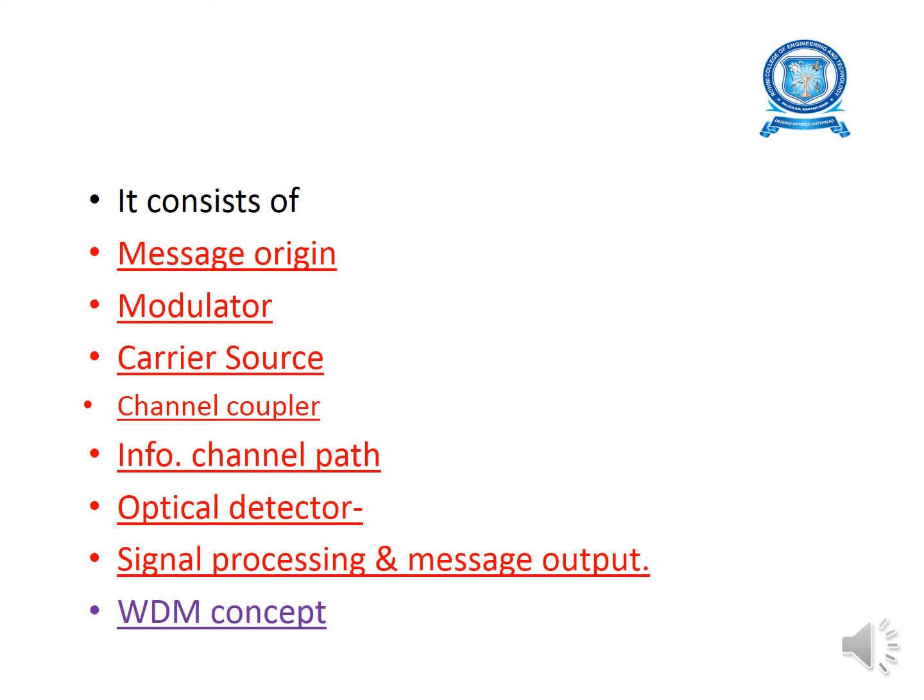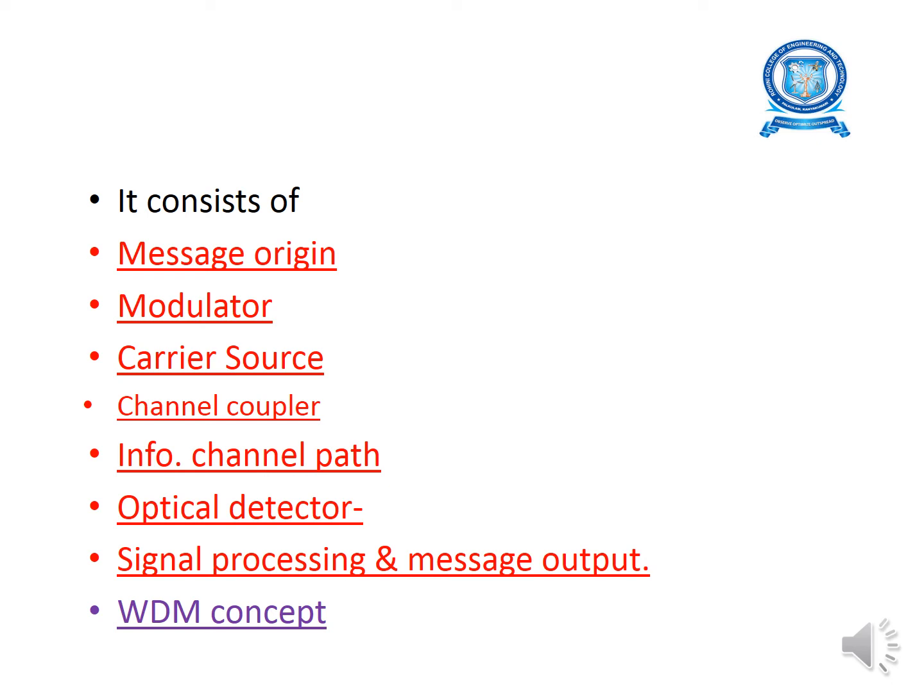Next, the information channel path. The information channel is a medium which is used for bridging the distance between transmitter and receiver. In fiber optic communication, the optical fiber cable is used as the channel. The fiber optic cables are made up of glass or plastic. The glass has the lowest loss, but the plastic is cheaper and more flexible, with higher attenuation. For long distance optical communications, we use repeaters to compensate for the attenuation losses.